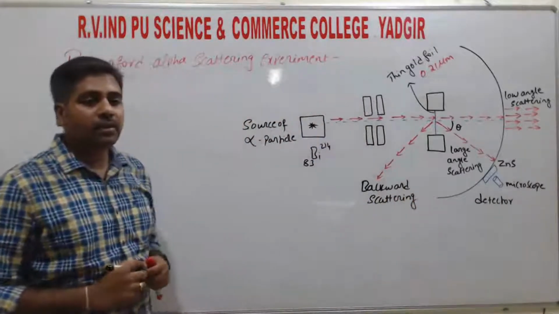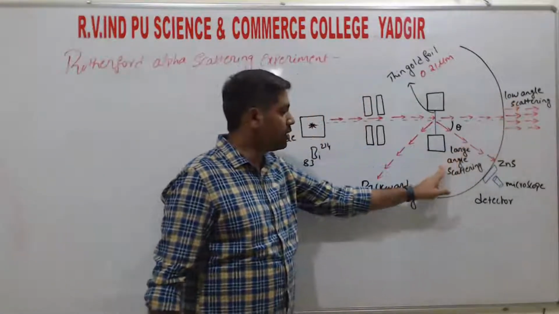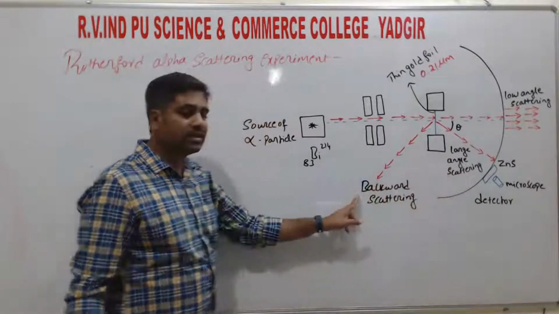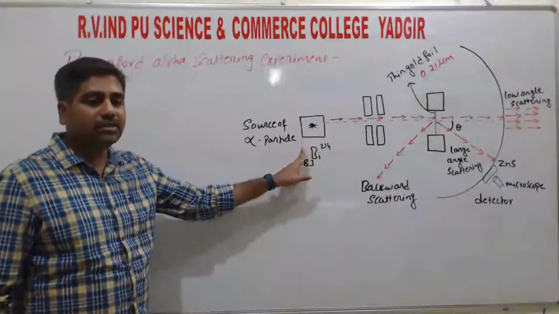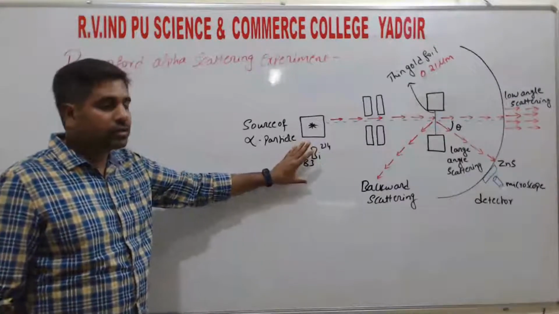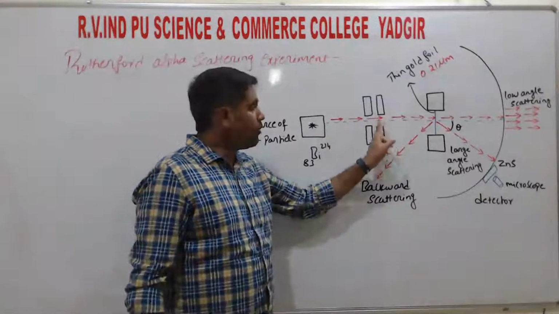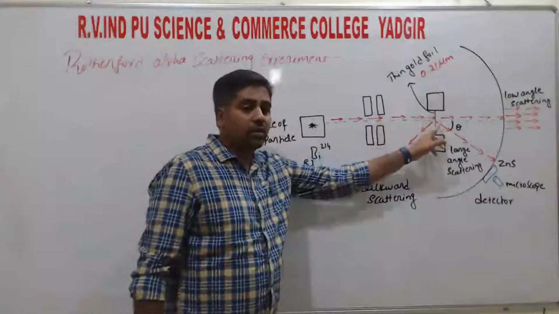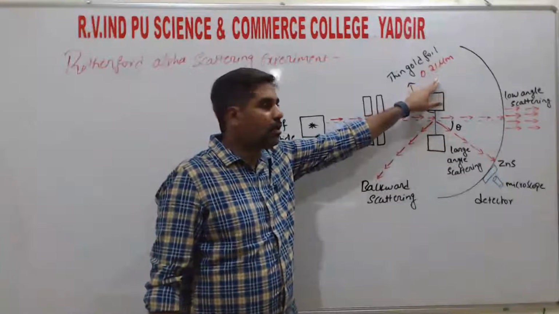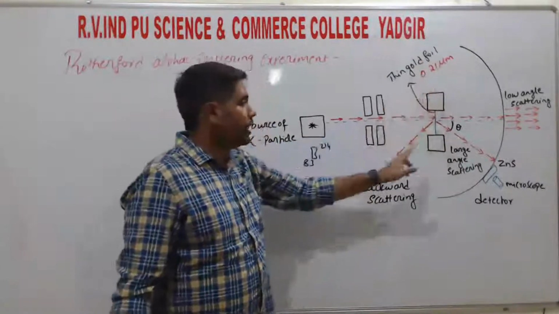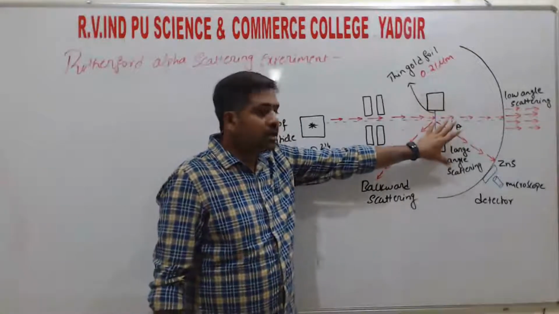Right, so here we are getting three types of scattering: one is low angle scattering, another is the large angle scattering, and the third one is the backward scattering. The radioactive source emits the alpha particles, which are made into a collimated beam, that is alpha particle beams made incident on this gold foil. It has a thickness of 0.21 micrometer or 0.21 micron, right?